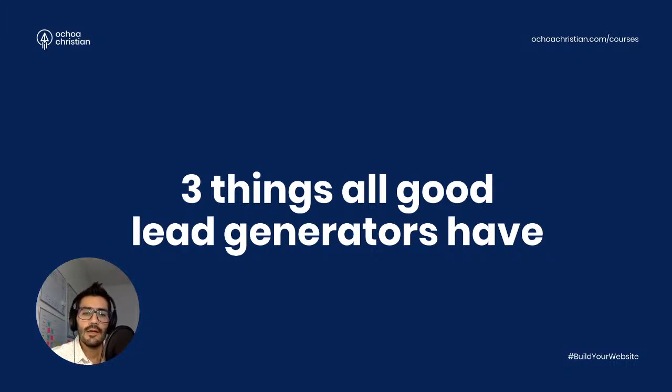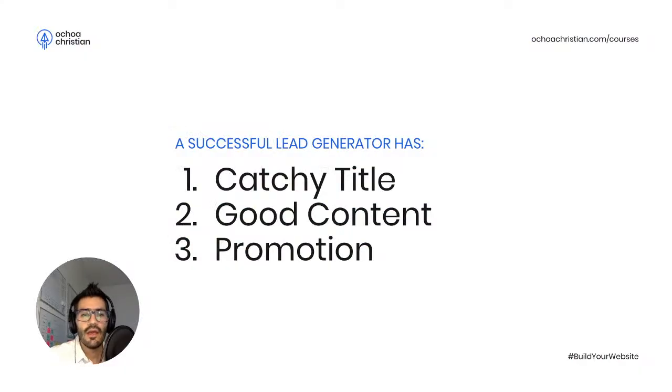So, let me talk to you about the 3 things that all good lead generators have. Every successful lead generator has the following. It has a catchy title. If you have some time, make a long list of catchy titles that you can come up with. It will be the best way to catch people's attention, and they will give you their email just because they really want to know what you're writing about. So try to make a catchy title. Think about that. The second thing that good lead generators have is good content.